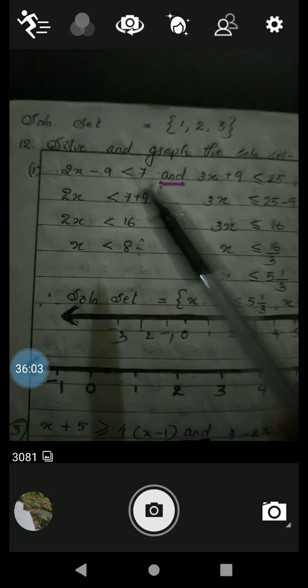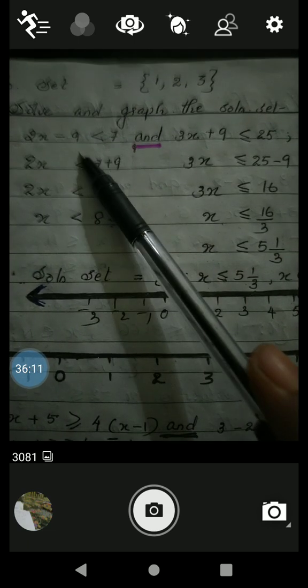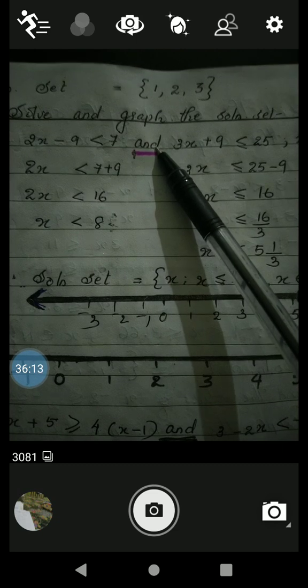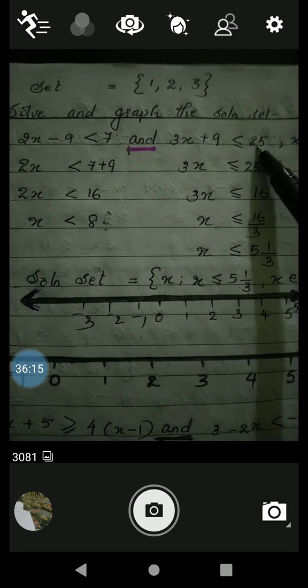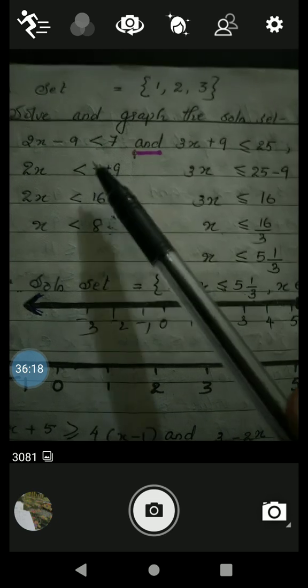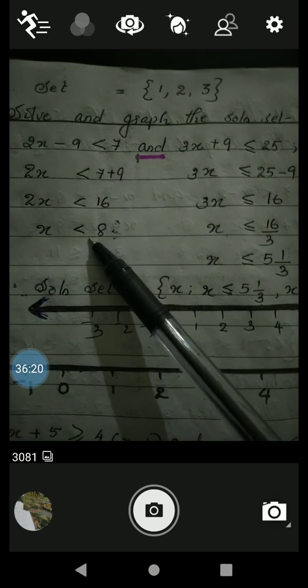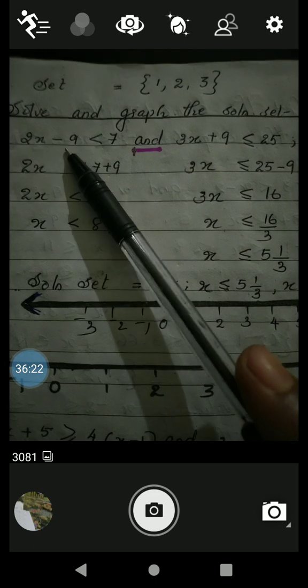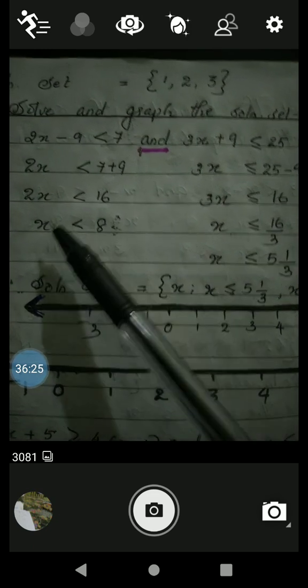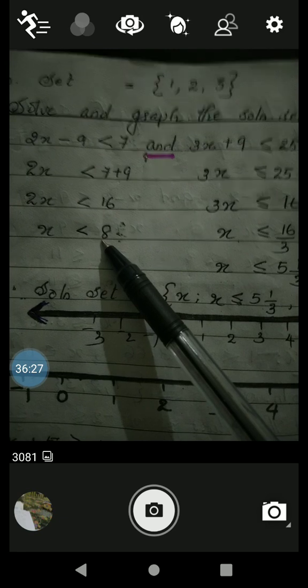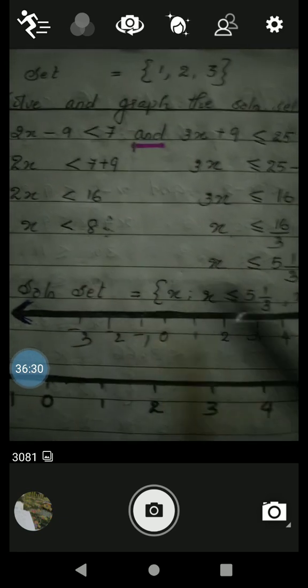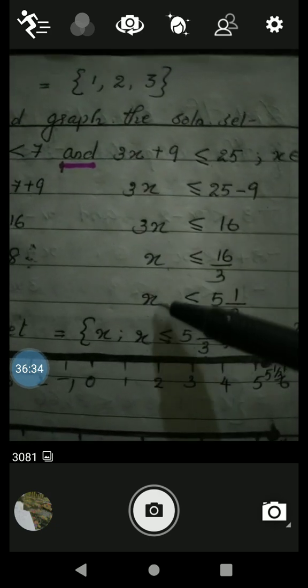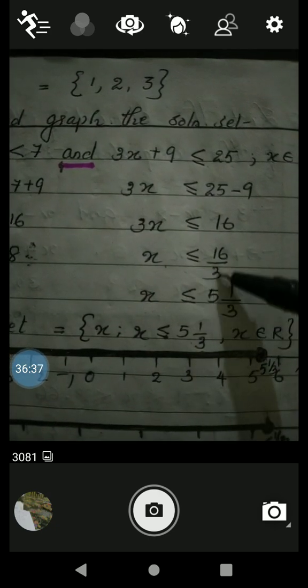Now see, next question. Solve and graph the solution set. First is 2x minus 9 is less than 7 and 3x plus 9 is less than or equal to 25. Simplify the left side. 2x, transpose minus 9 to the other side. You will get x is less than 8, and both should be satisfied. You can see the right side, x is less than or equal to 5 and 1 by 3.